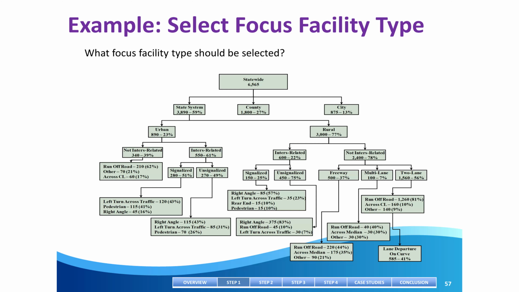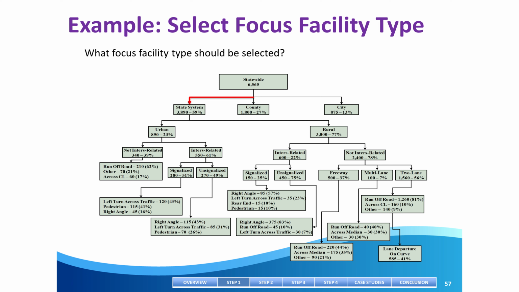All right, so we've identified our focus crash type. So from the state system, we were focused on the roadway departure, the runoff road. What facility type do we select now? And this is where we take a look at the crash trees. So we're given a crash tree, and in this situation, we're just trying to follow the numbers to figure out where we can have the greatest impact with these focus crash types.